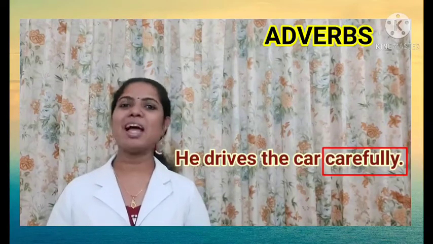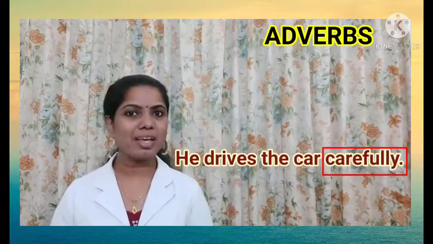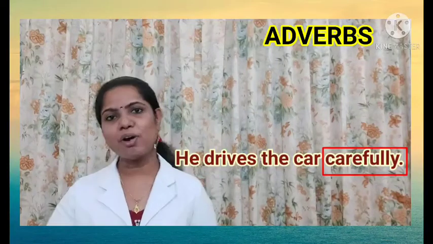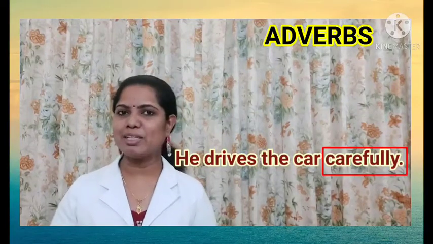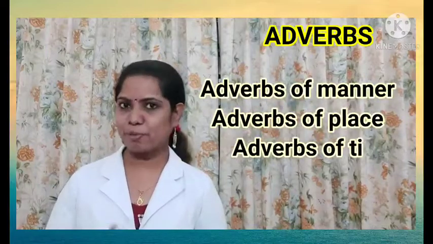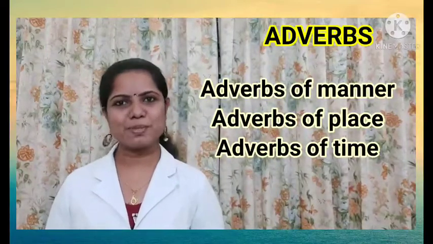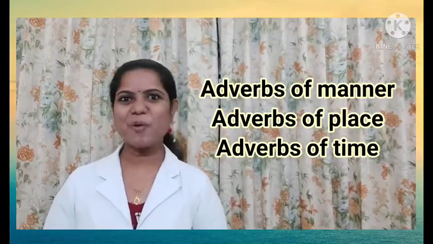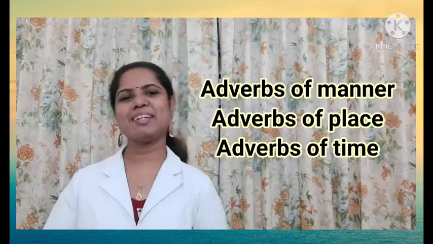Most of the adverbs end with ly. It is formed by adding ly to the adjective. You already know what an adjective is. Adjectives are the describing words. They describe the nouns. Children, now let's discuss the types of adverbs. We'll discuss 3 types of adverbs: adverbs of manner, adverbs of place and also adverbs of time. The first one, adverbs of manner.